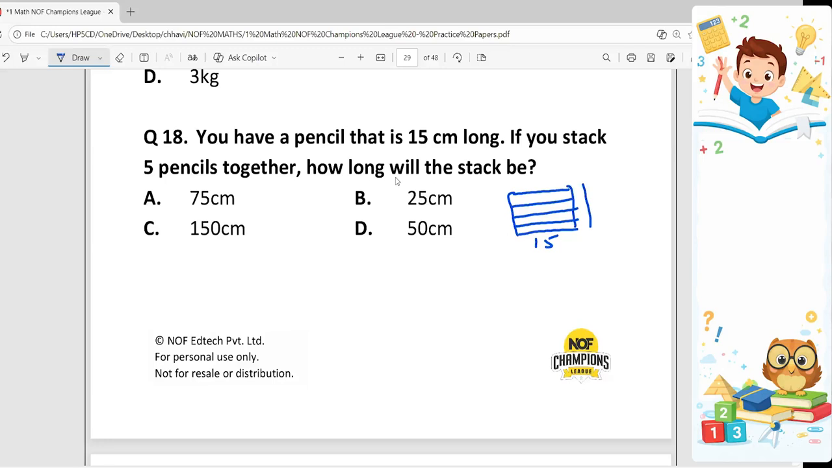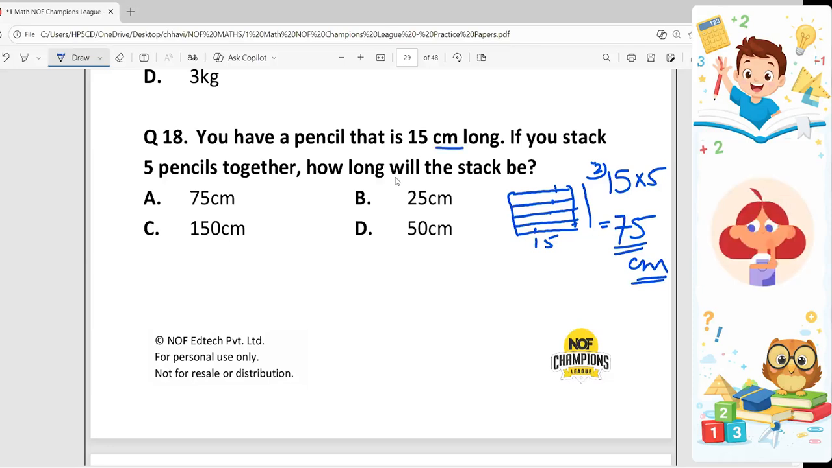So what we'll do, we will multiply 15 into 5, means 5 times we are doing 15. Isn't it? 1, 2, 3, 4, and 5. So 5 times 15. So what will this answer be? 5 5s are 25, 2, 5 1s are 5, and this is 2 over here. We have to add it, 7. So 75 centimeter. You always have to put the unit at the end if the question is asked in a unit. So 75 centimeter is the correct answer. Option A.